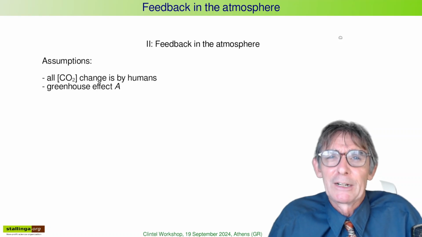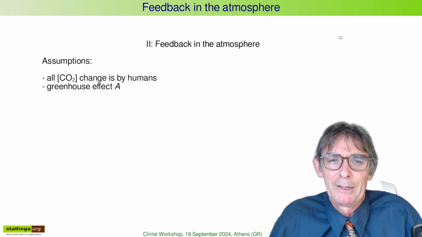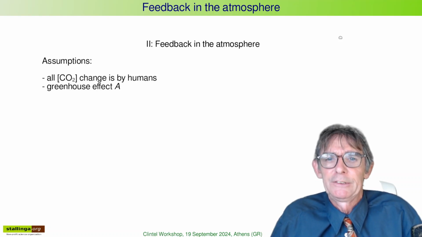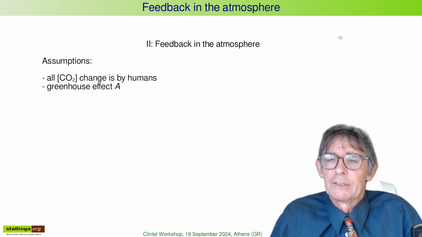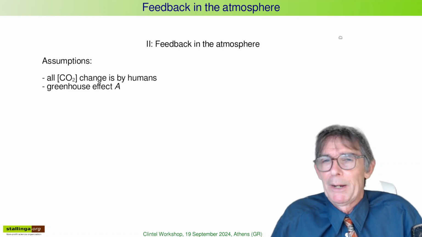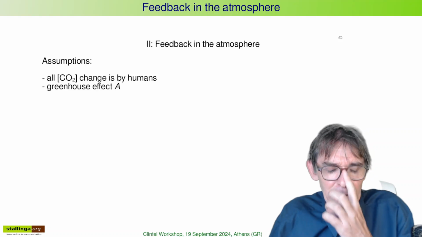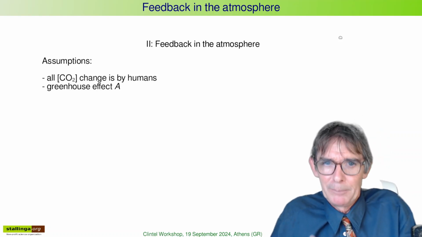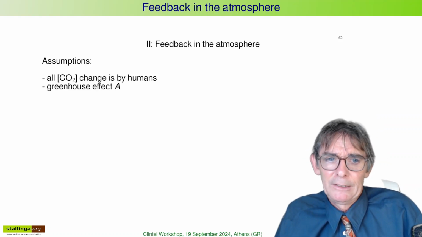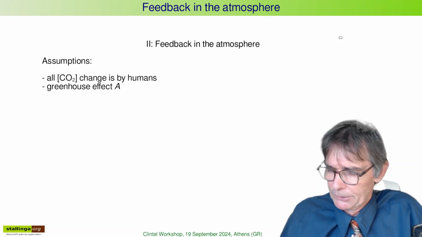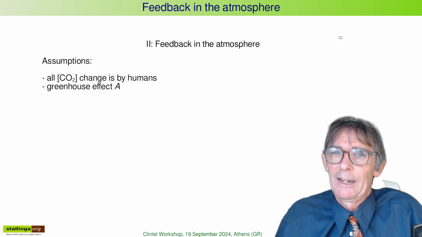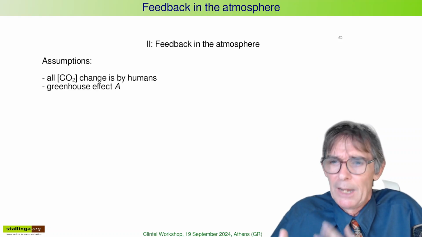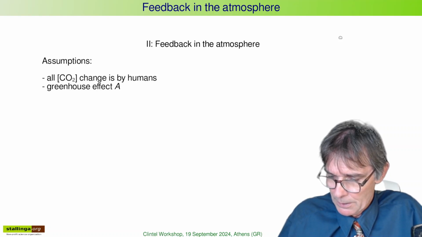I want to talk very briefly, to finish this, about feedback in the atmosphere, because they also say that because of feedback factors, the effect of climate change is much worse. But the assumptions they make are, first of all, that all CO2 change is by humans. Okay, for this point I will admit to that, while in the previous slides I've showed you that this is not the case. But let's give them the benefit of the doubt. They say all CO2 change is by humans and doesn't have natural causes, and that the greenhouse effect actually exists and has a factor which we call A, and then by feedback they can amplify it. It is very simple to show how this works.